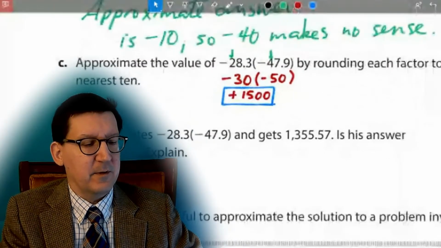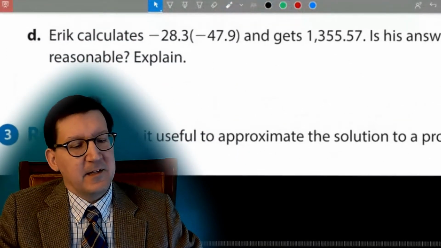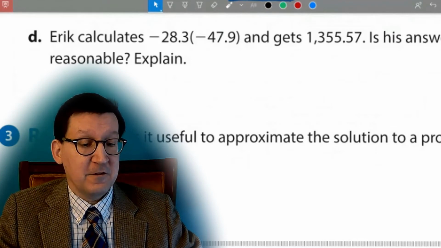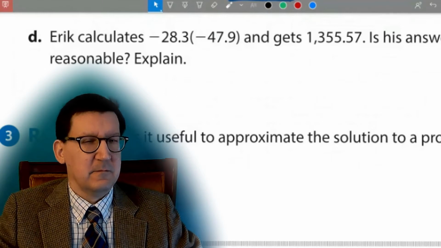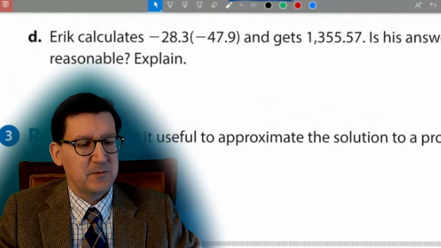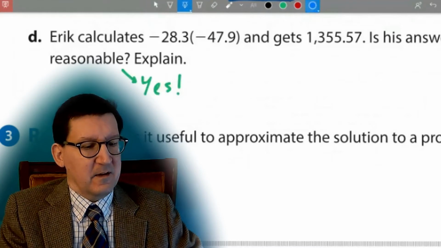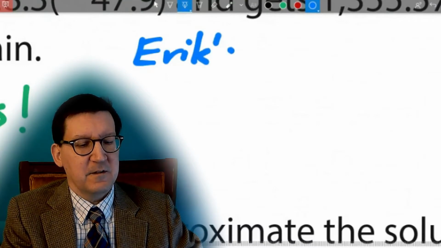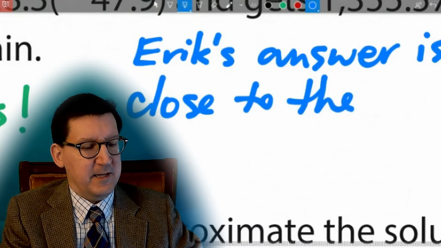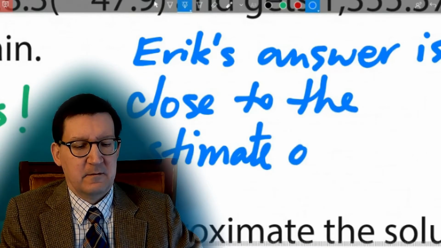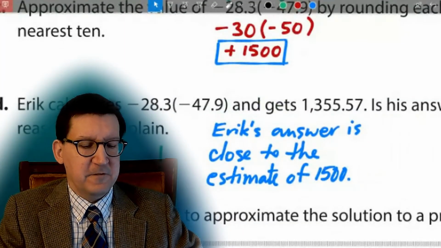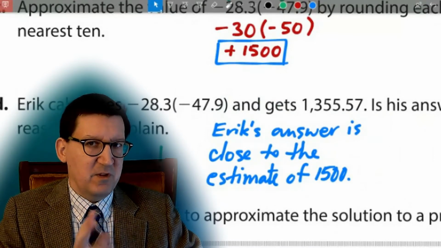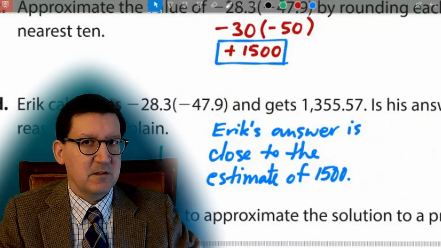So Eric, down here in question D, calculates negative 28.3 times negative 47.9. He gets 1,355.57. Is that reasonable? And explain. Well, yeah, it is. It's pretty reasonable. And why would that be reasonable? Because Eric's answer is close to the estimate of 1,500. So if 1,500 is the estimate and he's at 1,355, that's within 150 or so. So that's good. That's close. We can deal with that.